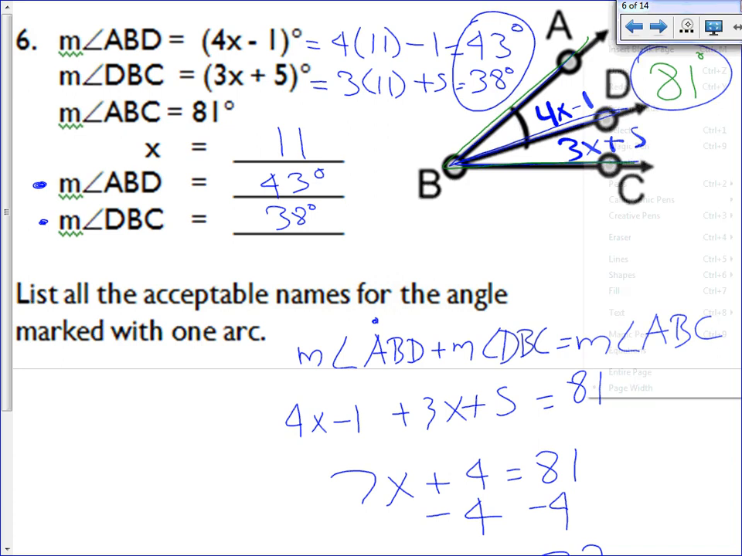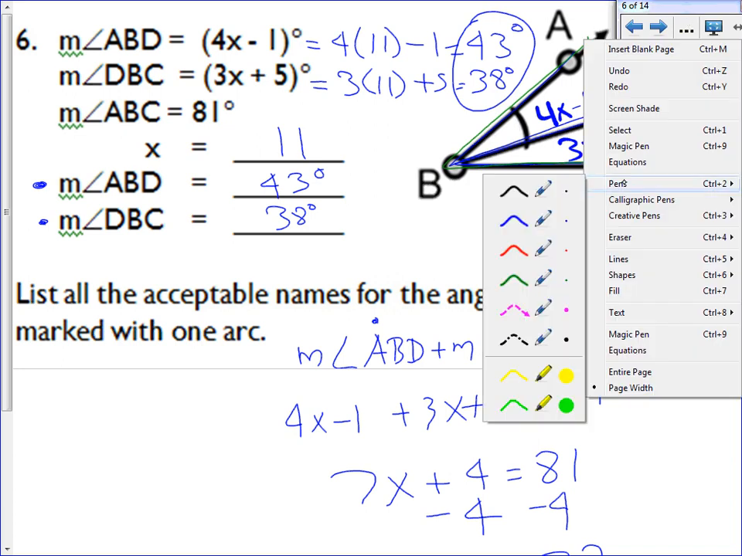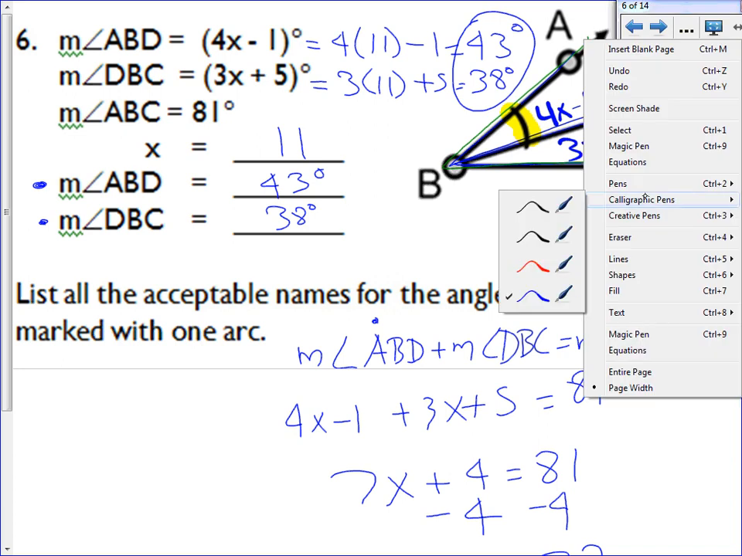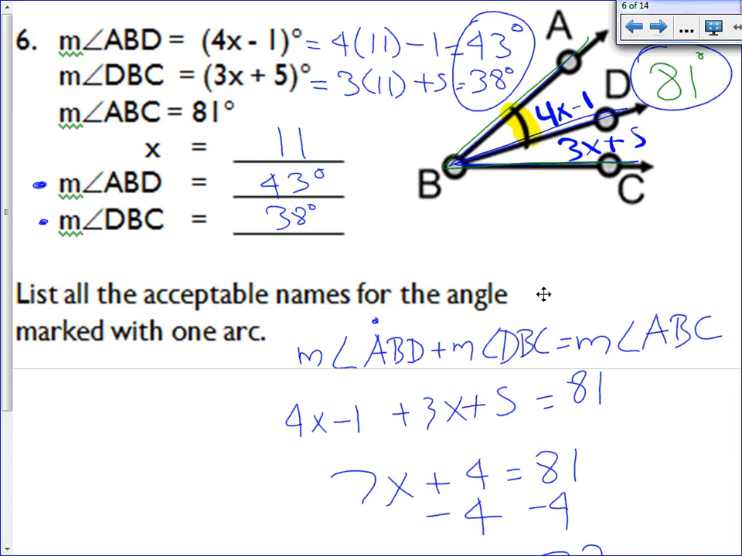So a lot of students overlook the arc. So the arc is right here. What's this angle? What are the acceptable ways to refer to that angle? Can I call it angle B? Well, if you said yes to that question, that's actually incorrect.